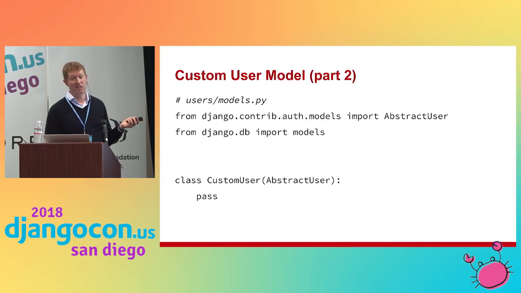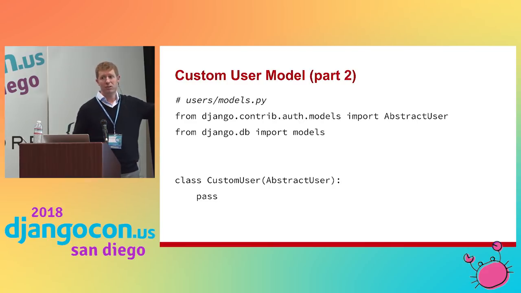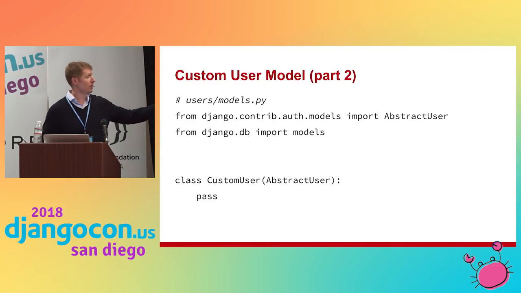And this is all you have to do. You don't even have to put anything in it. You can just put pass. I'm simply extending the built-in. I'm using abstract user here. You could also do abstract base user. Don't use it until you need to, be my rule of thumb.